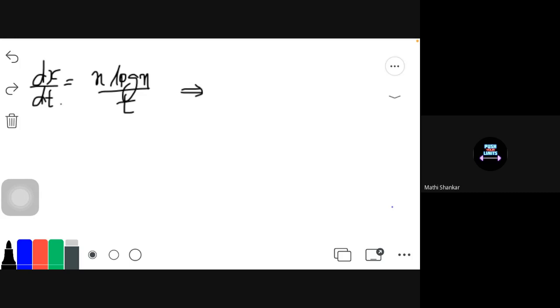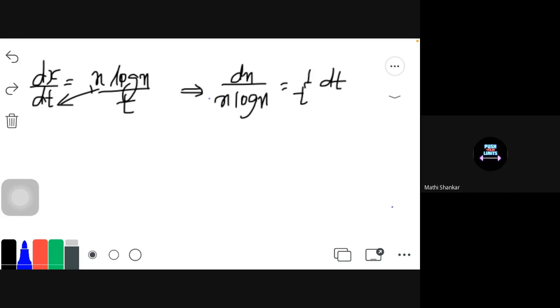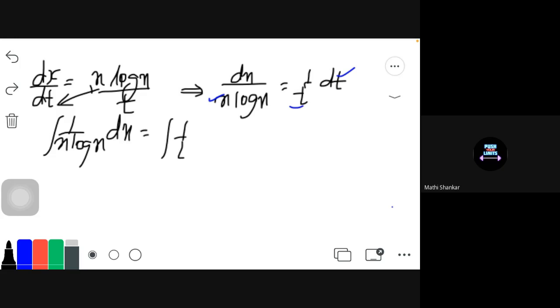So t should go with t and x should go with x. So this will become dx upon x log x is equal to 1 by t into dt. So now I have x with x and I have t with dt. So now I can do integration. This is why we call it variable separable. So I was successfully able to separate x with x and t with t. Now I will do integration. Integration of 1 by x log x dx is equal to integration of 1 by t dt.